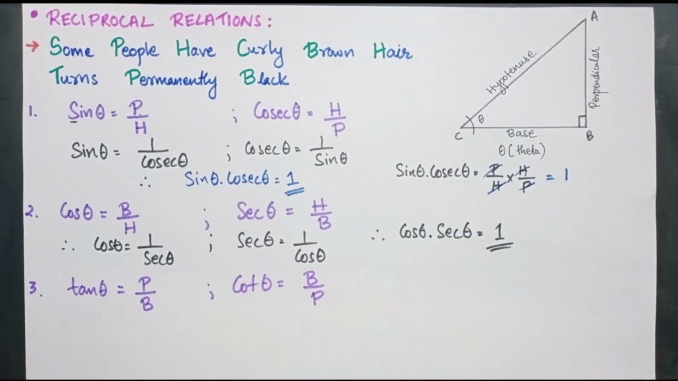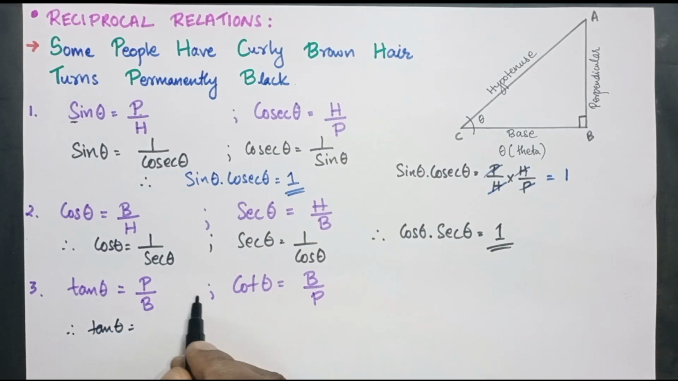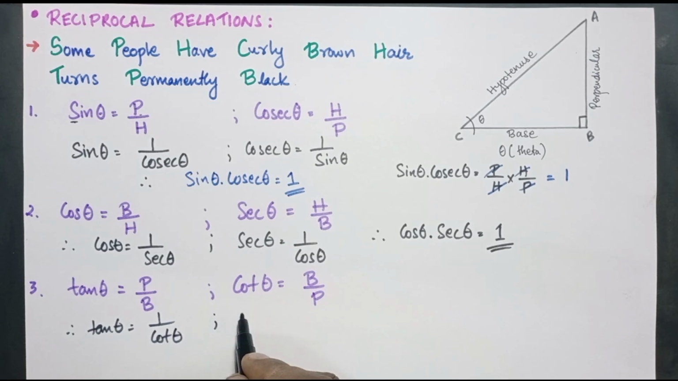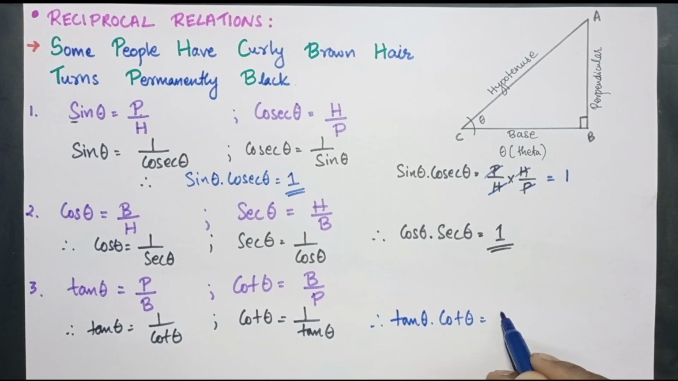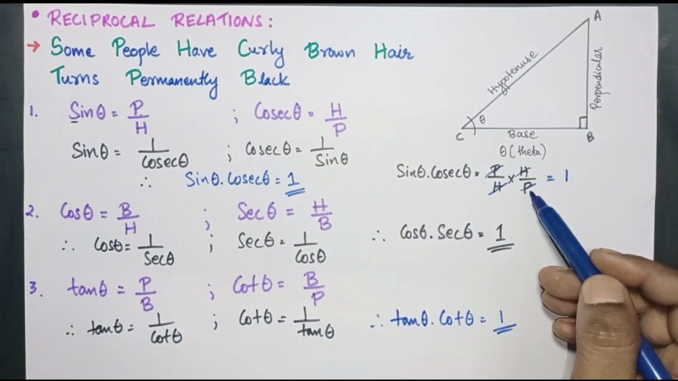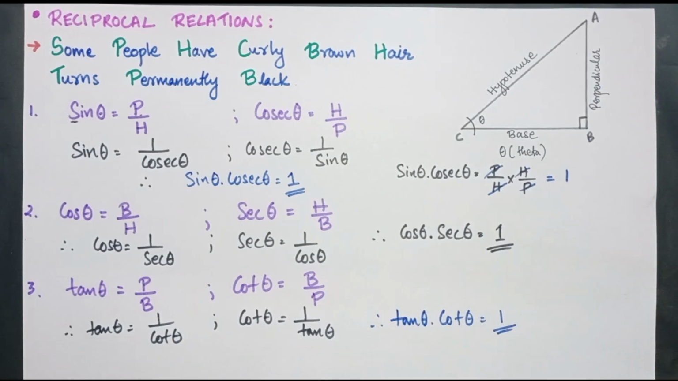Okay. Similarly, what we can conclude? Therefore, tan theta equals to 1 by cot theta. And cot theta, you can see this changing the place, cot theta up down, so it will be 1 by tan theta. So if I multiply both, what I'll get? Tan theta into cot theta equals to 1. Okay, this you can prove similarly this way also. Hope you are clear with this. So this is your reciprocal relation.